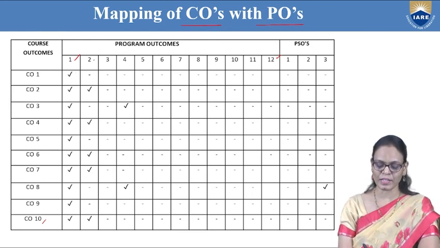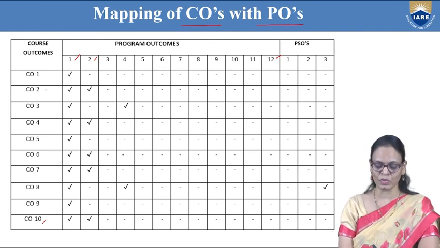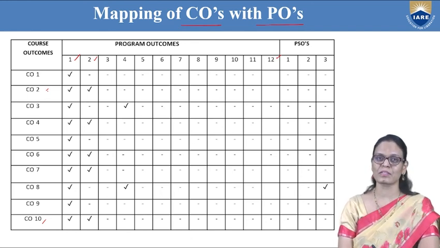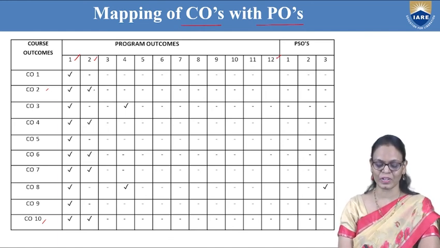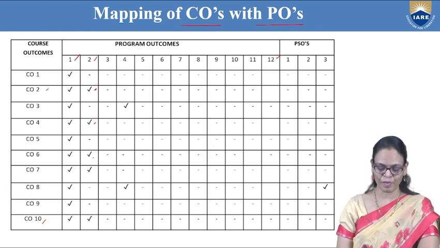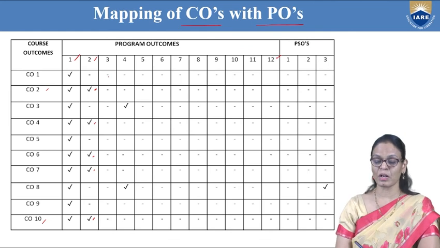And the second one is related to problem analysis. So our CO2, which is talking about calculating the potential energy levels, how do we quantize the energy levels, calculate the energy at different levels, we have mapped it here. And also the fourth one we have mapped because there are problems. Wherever there is problem analysis, we have mapped them to the second program outcome. Third is not related.